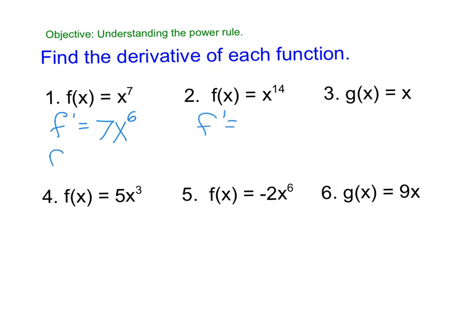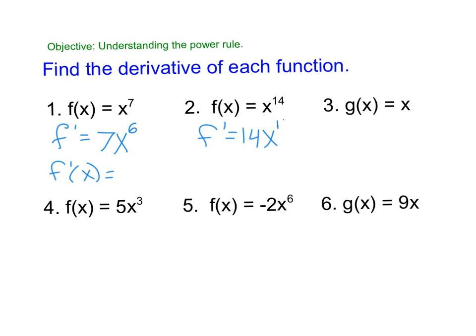You can write f prime of x. I write f prime because I'm lazy and I don't like writing. It's just a common way to drop the notation and make it easier. 14 comes down front, x to the 13th. Whoops. All right, so now this one's the tricky one.